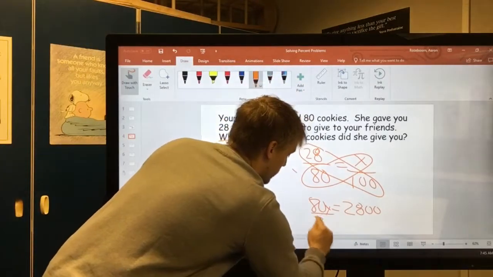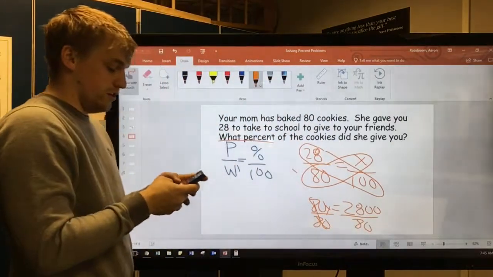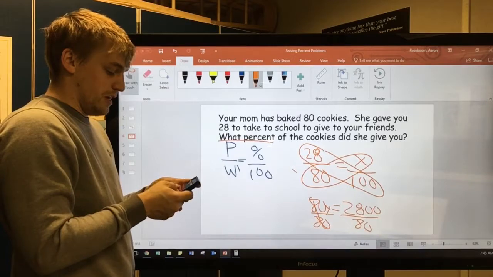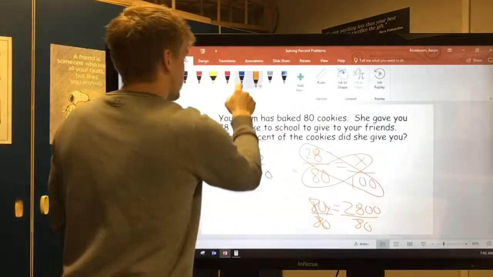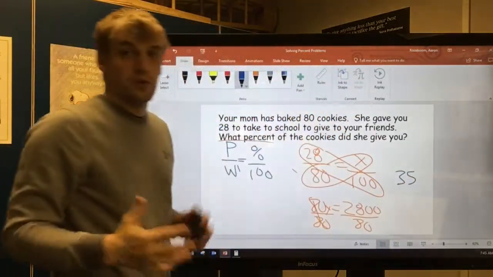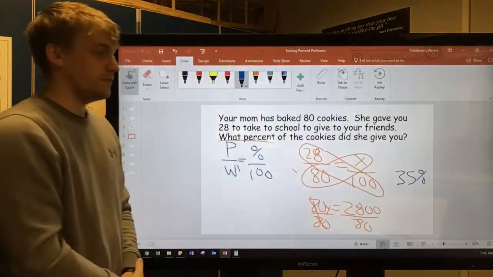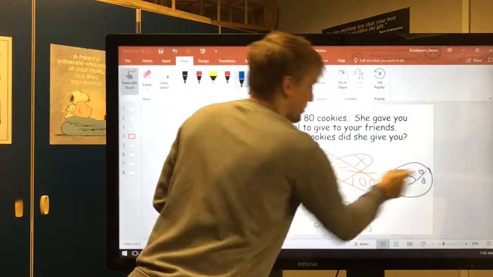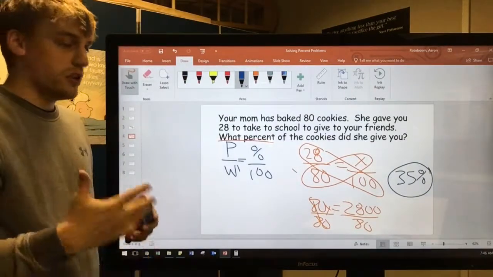So we can solve for x. So 2800 divided by 80 is 35. So our answer is 35, and we solve for the percentage. So we're going to have a percent here. So our answer is 35%. Okay? So that's when you're solving for the percent.